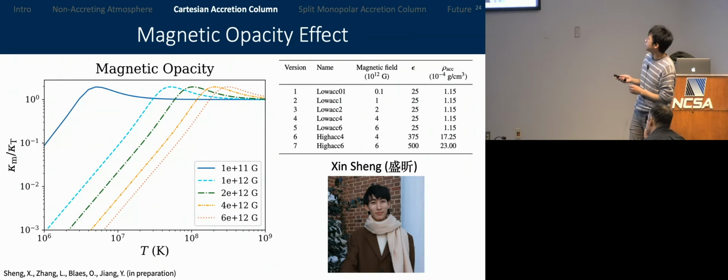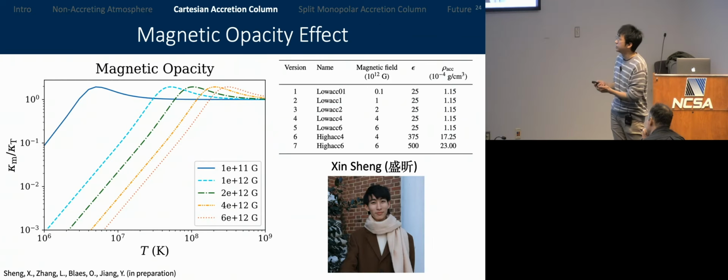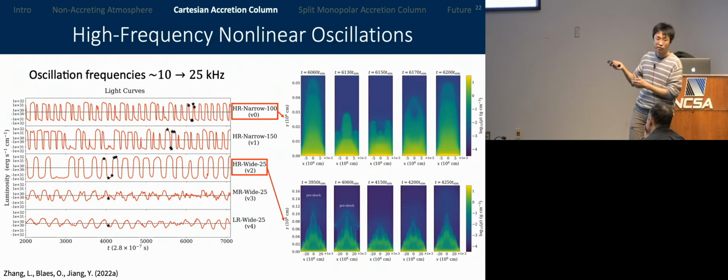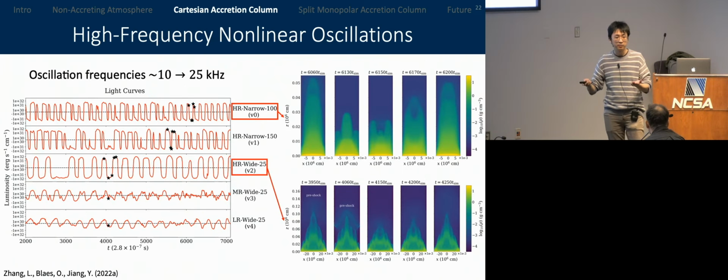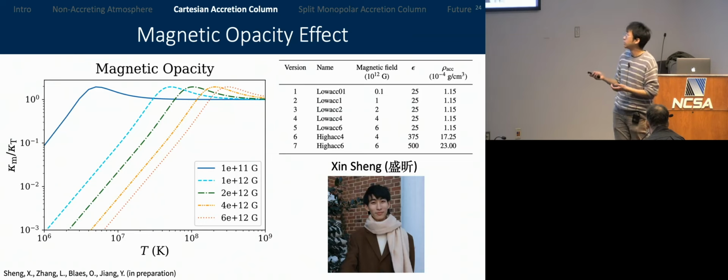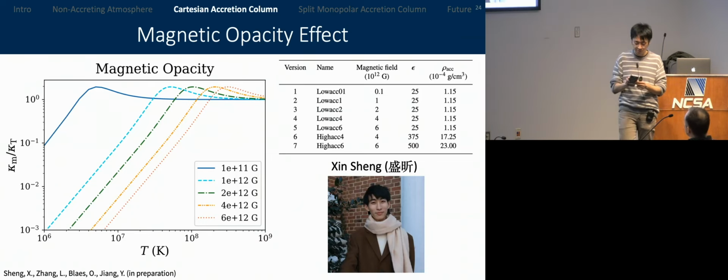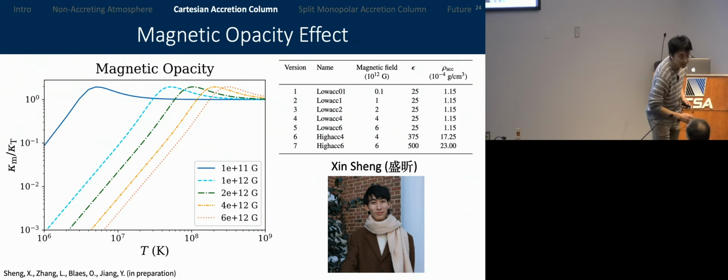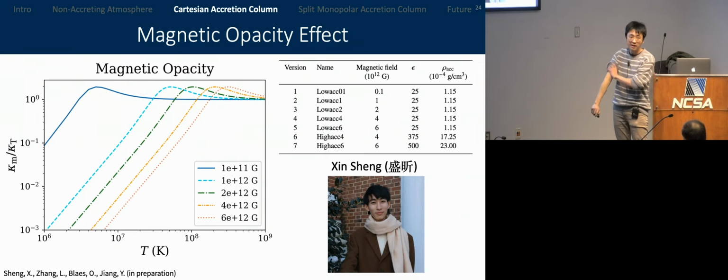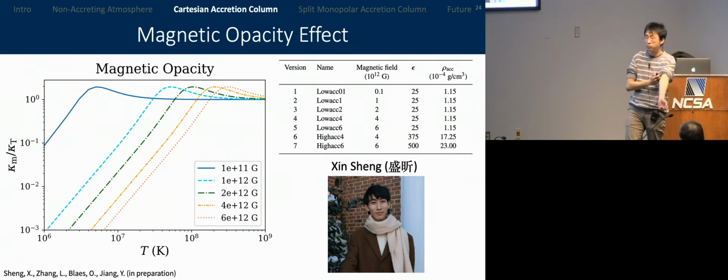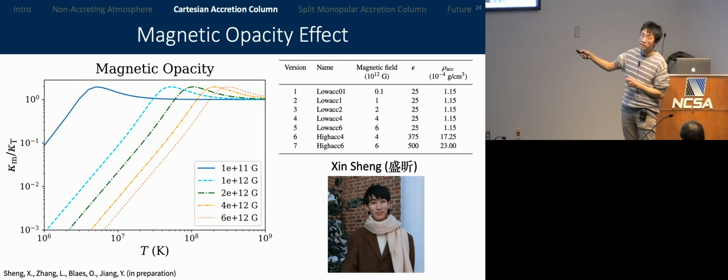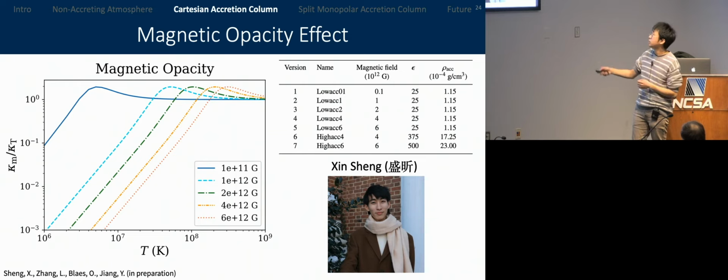Then what we start to do is this: in all the previous simulations I showed you, I used the Thomson opacity, which is not strictly correct. Because the magnetic field is very strong, it will change the properties of the gas and reduce the opacity and the interaction between the gas and radiation, especially when the temperature is less than the first Landau level, the cyclotron energy.